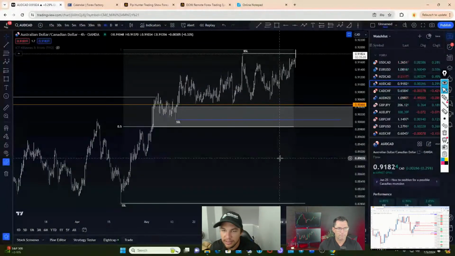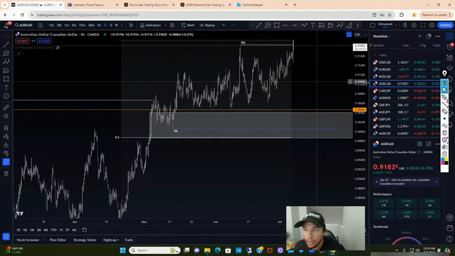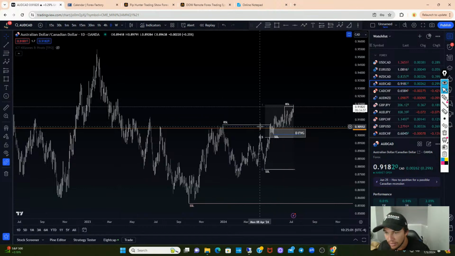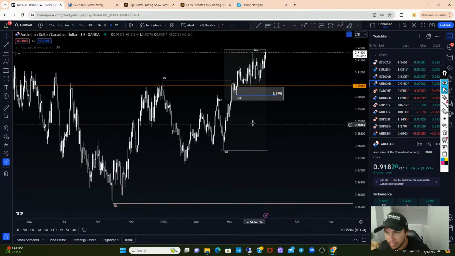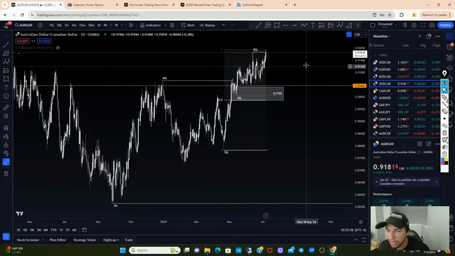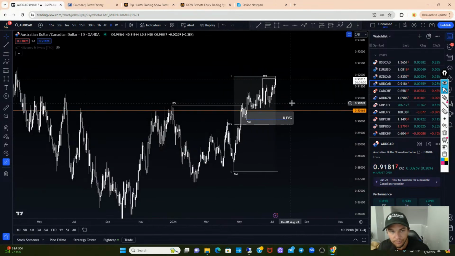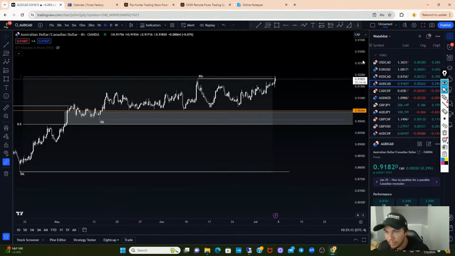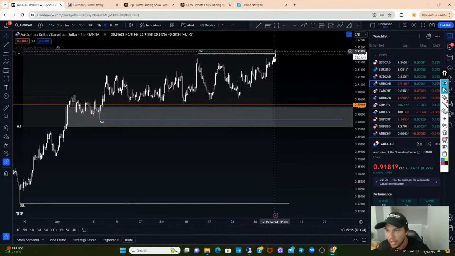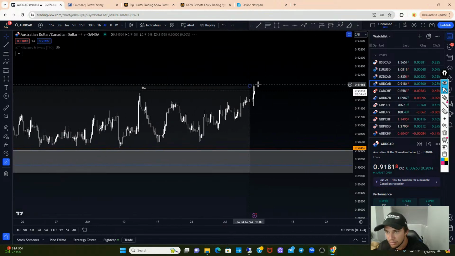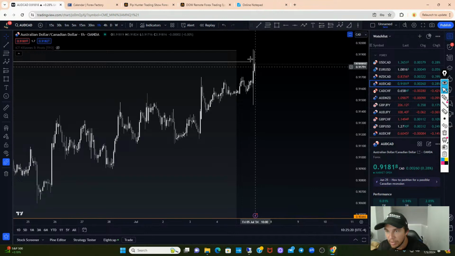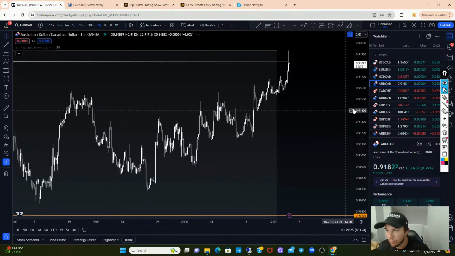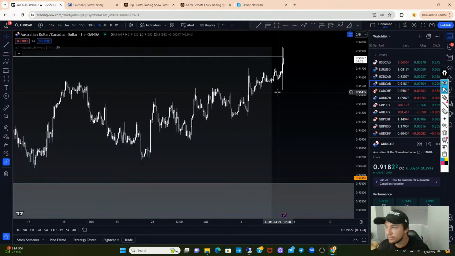AUDCAD is a pretty easy setup here, nothing too fancy. Looking here at the daily, you can see we've been accumulating. We've now swept this external range of liquidity, this buy side, and we've just been accumulating. So when we're in this accumulation range right now, I'm just going to be looking for internal setups. Going to the 4-hour, we swept this internal high here, and you can see price showing some rejection. This is a nice sweep of buy side, and we should be looking for some sort of reversal for price to go ahead and sweep some internal lows.